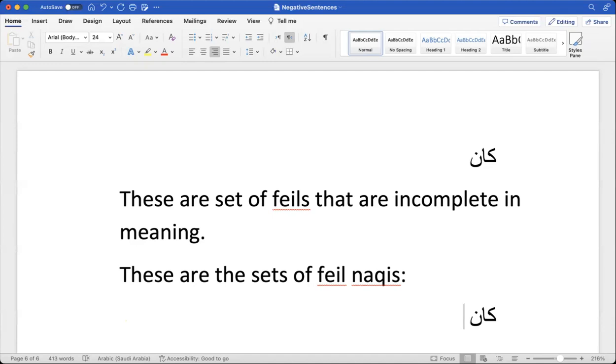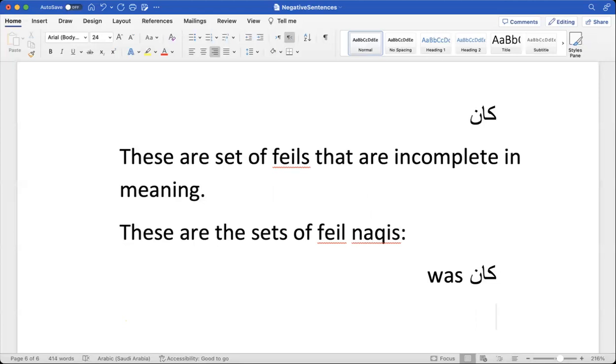So what is kana? Kana means was, or sometimes it means to be. He has been. Kana means was. And if it is simply kana, it means he was. But if there is a doer outside, for example, Bilal was, then Bilal will be its doer, kana will be its fail.